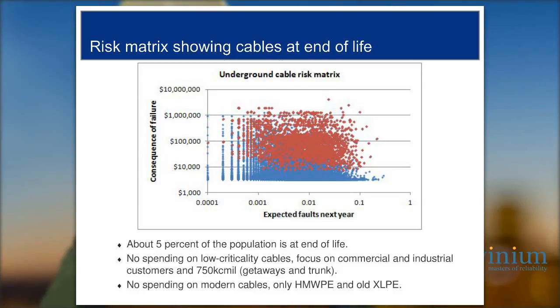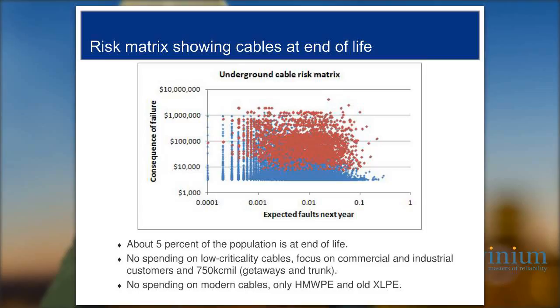Now the red blob here looks like a lot more than 5% of the cable segments, but that's because this is a logarithmic plot, and so they're really concentrated down at the bottom. You'll have to just take my word for it that it really is only 5% of the population. That 5% is completely concentrated in high criticality cables in this case.